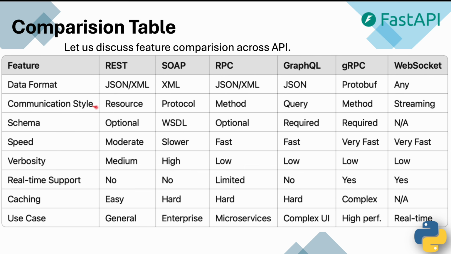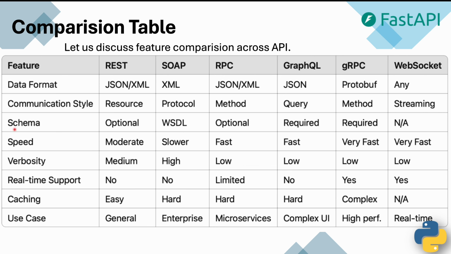Next is the communication style feature. Let us consider REST API. It communicates in resource style. SOAP API communicates based on the protocol. RPC API's style of communication is methods. GraphQL API's communication style is query. gRPC API's communication style is methods. WebSocket API's style is streaming.